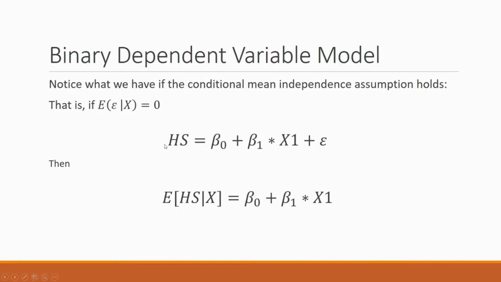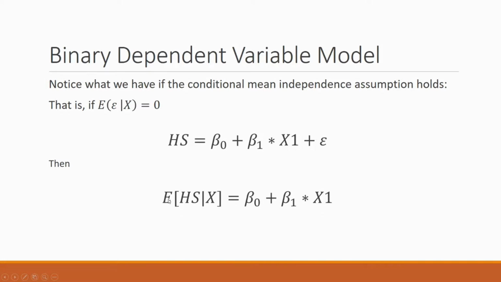So what we're doing is taking the expected value of our regression equation, and what we get is this. What this is saying is that the expected value of the dependent variable is equal to just a linear function of the independent variables. This should remind you of our population regression function that we did a couple lectures ago. So we have the expected value of the high school degree variable conditional on x equals this linear function.